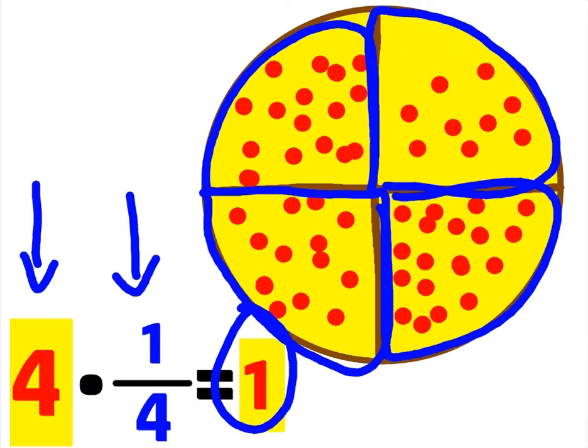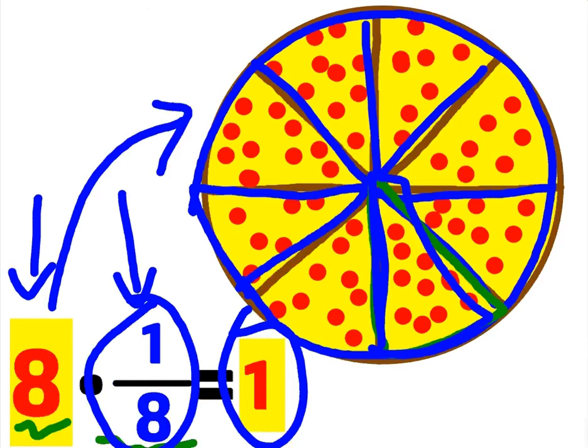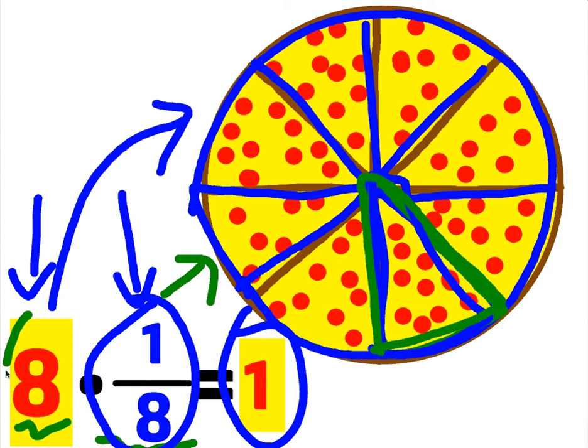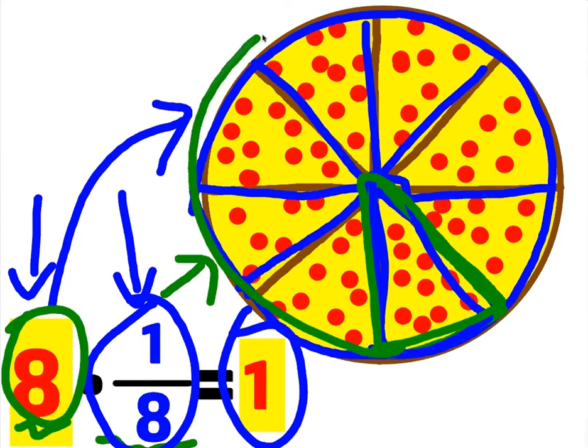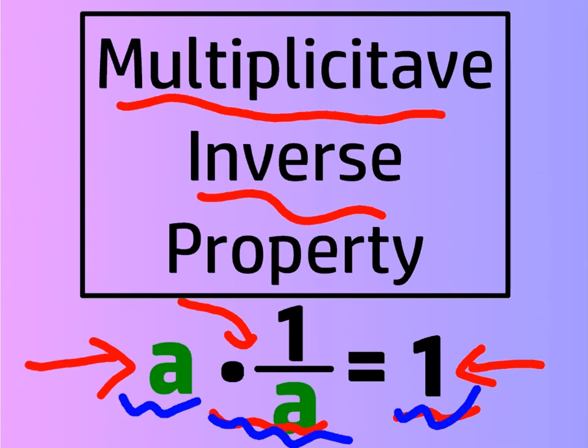The other way I talked about picturing it, or understanding the concept, is if I have 1/8 of a slice, what number must I multiply to get the whole pizza back? And that answer is 8. So it works both ways. Again, this is called the multiplicative inverse property. And in the future, we're going to look at a little bit more complicated version of this property.